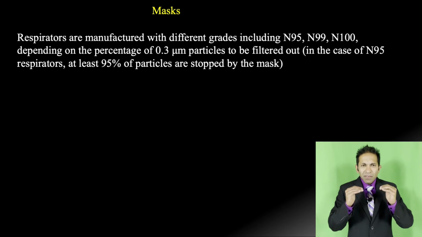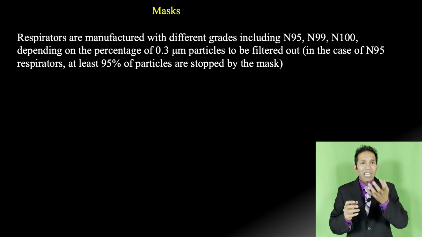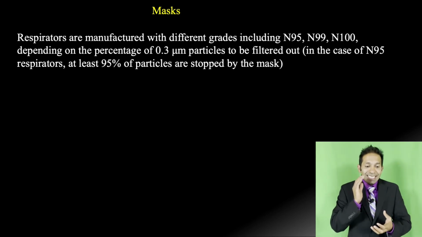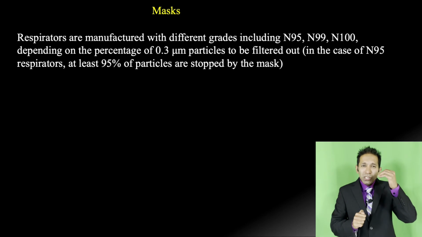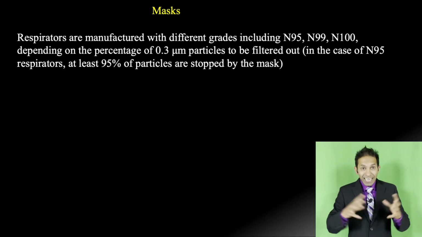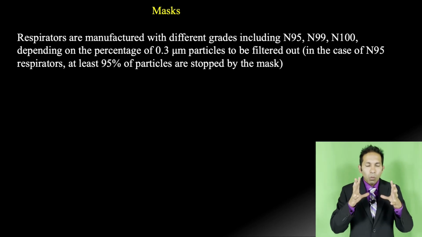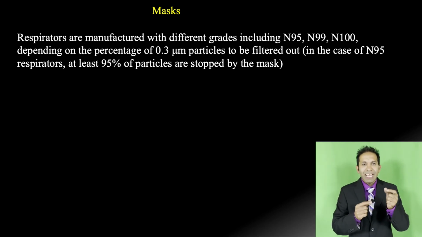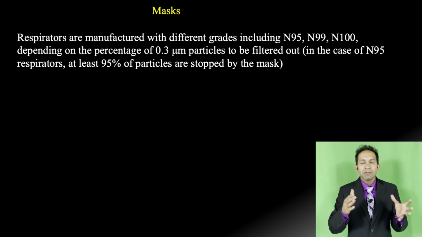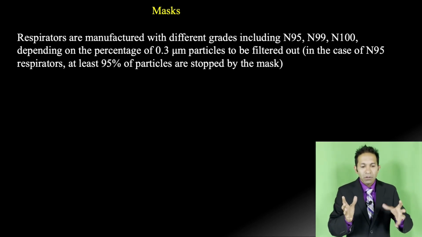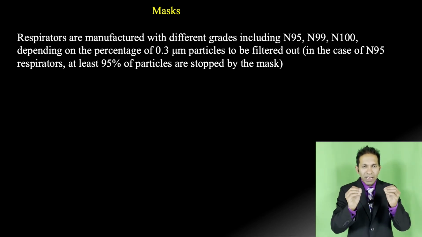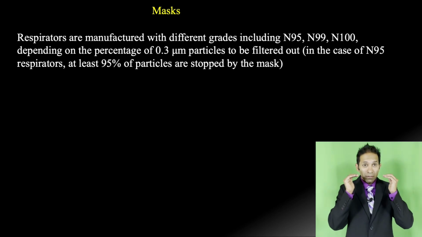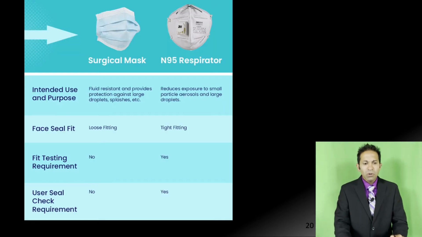Respirators are manufactured with different grades, N95, N99, N100, depending on the percentage of 0.3 micron particles to be filtered out. So the N95 mask can remove 95% of particles up to 0.3 micron in size. Now, the virus size is 0.1 micron, and a virus is very, very unlikely to be transmitted if the droplet is less than 1 micron. So that's why these N95 masks are so effective in preventing transmission from aerosol. Okay. So let's go to next slide and discuss comparison between surgical mask and N95 mask.